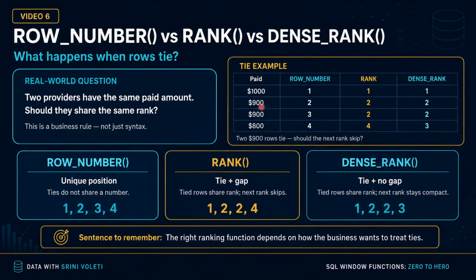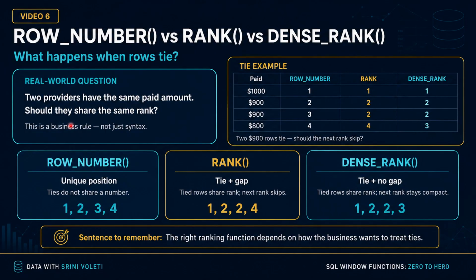But then real data walks in and says, hold on, we have two providers with the same exact paid amount. Now we have to make a business decision, not just a SQL decision. Should both providers share the same rank? Should the next provider become rank 3 or rank 4? Or do we want every row to receive a completely unique position no matter what?